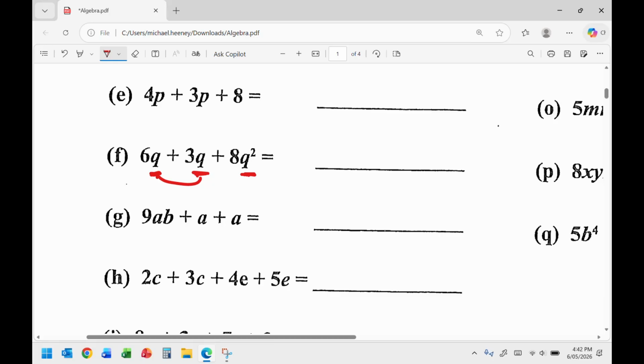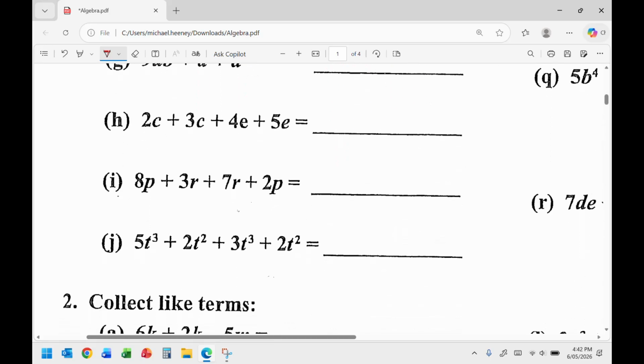That is different. Like terms can have different numbers in front, that's just the number of how many of them you have, but they need to have the same power. They have to be raised to the same power. And in this case, q squared is different from just q. So what we actually have is 9q, and we have our 8q squared left by itself.